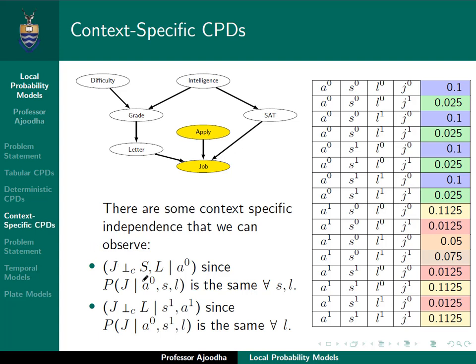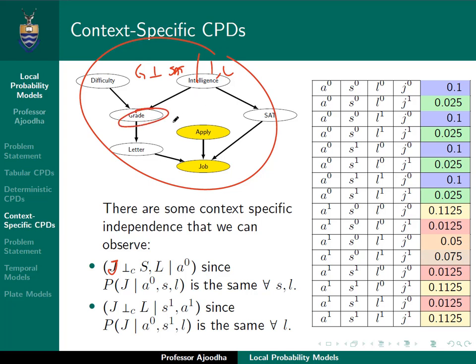Remember before, we used to write these statements for the actual Bayesian network, for example, G is independent of SAT given intelligence. In that example, we block off the observed variables, and then grade would not be able to get to SAT.